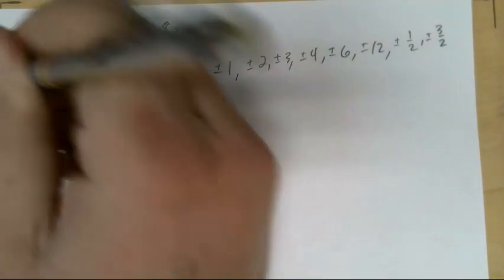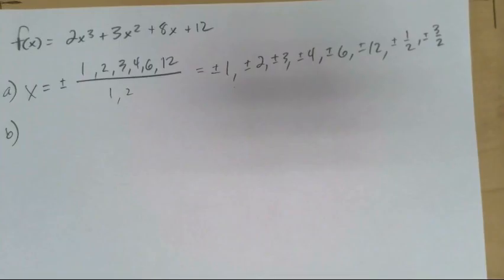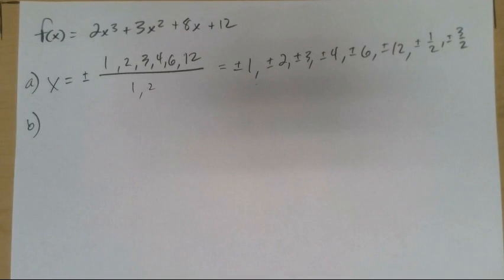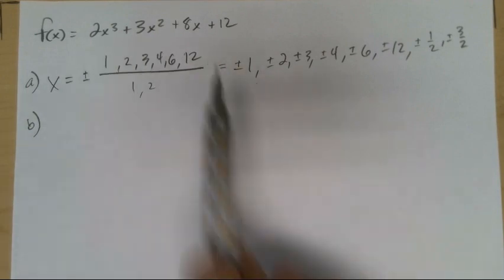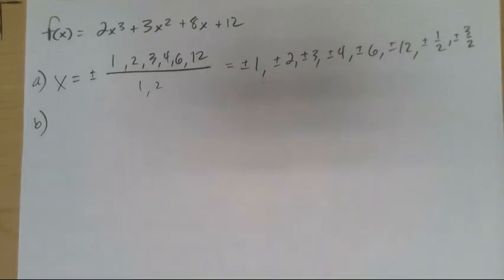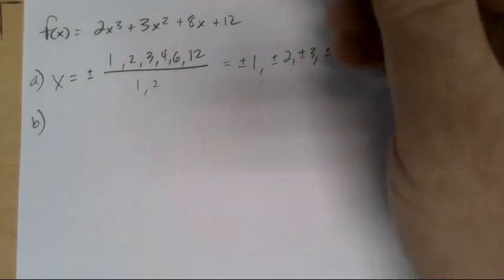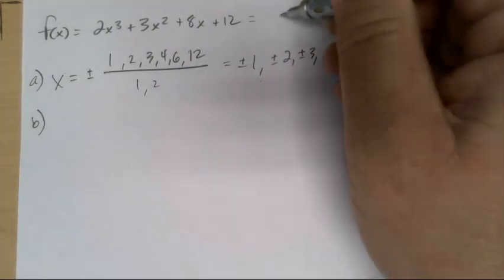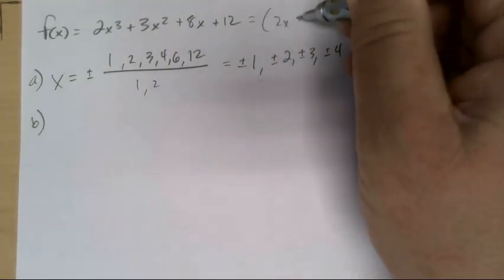Part B is find which one or ones of these are real. Wow. So I need to test them. I can test them either by substituting these values in here and see if they give me 0, or I can do synthetic division. Now I noticed something. This has a leading coefficient of 2. That tells me one of its factors is going to be something like 2x plus or minus something.